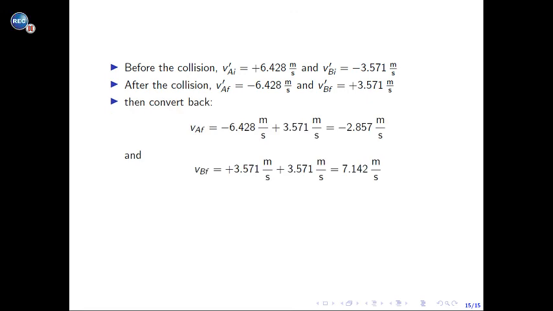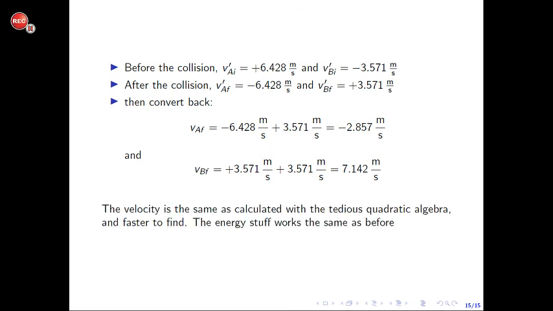We convert back, and what we get is block A moves at this 2.85 meters a second that we found before. We didn't have to go through and solve that ugly equation, in the sense that we solved it once, found the recipe, and then we apply it over and over again. So we didn't have to do quadratic algebra because we converted to a place where the quadratic equation was easier to deal with. And then you do the same energy stuff, you get the same answer there. And that's the center of mass introduction and this horrible problem.